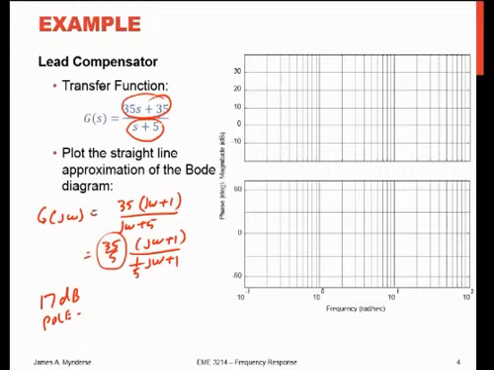at minus 5, and I have a zero at 1. Okay? Or I could look at here, my tau is 1/5, and that gives me a break frequency of 5. It pretty much works out the same way, whether I look at the pole directly or if I work out the tau. I just got to be careful to get the right steady state gain.